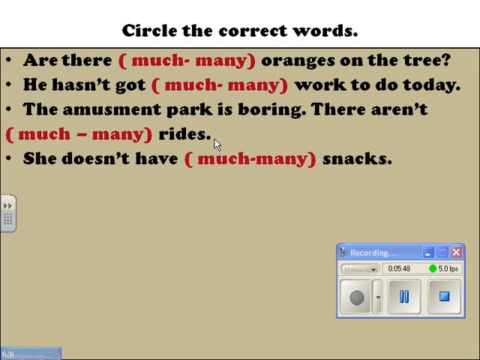Okay. Let's move to the other one. He doesn't have much or many snacks. Here, can you count the snacks? Of course, yes. So you will say he doesn't have many snacks.